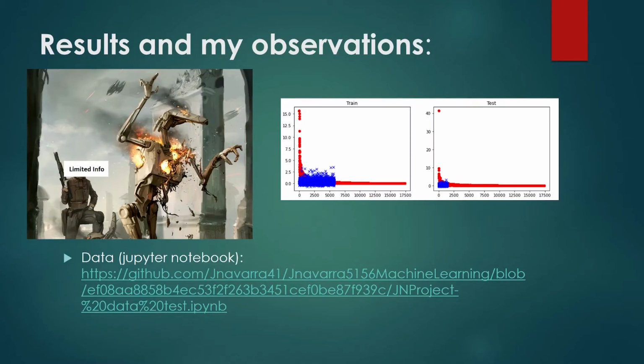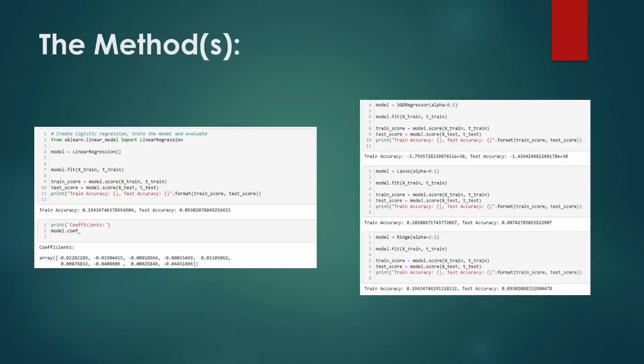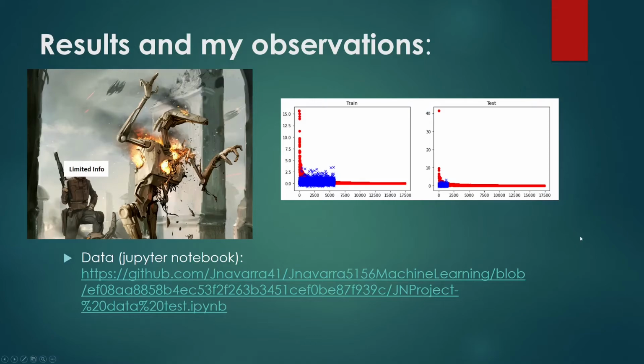Unfortunately, the results are not great. The accuracy rate for train and test were very low, as you can see in the previous slide, 0.19, 0.09, and even worse. There's a link to my data.